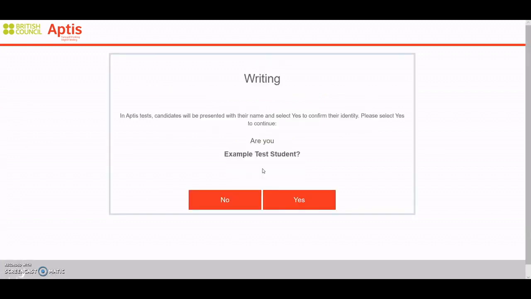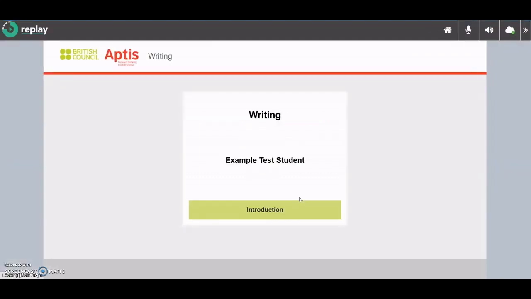After that, it then asks you to confirm that you are the right student. Now, in the exam, this would say, are you Fungai? Instead of writing example test student. When you've confirmed that you have the right test and you are the person that is meant to be writing this test, you then click yes. Okay. Now, you then log into this particular page, which then leads you to the introduction and the instructions for this particular exam.